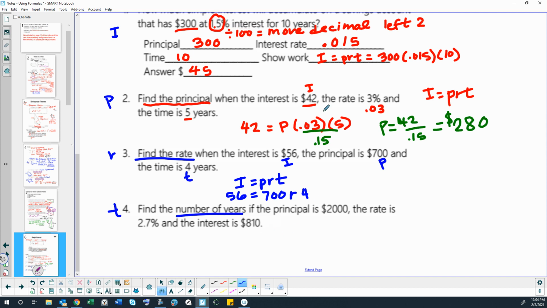So this time, it's just like the last problem. We're going to multiply these two numbers together first. So we'll go 700 times 4. So that means we will have, I'm just going to kind of rewrite this as a whole new equation. So the interest, 56, is equal to 700 times 4. So that'll be 2,800, because 7 times 4 is 28. So 700 times 4 will be 2,800 R, right? So then I'm just going to divide both sides by that 2,800.